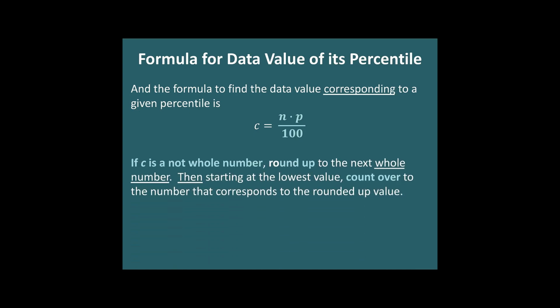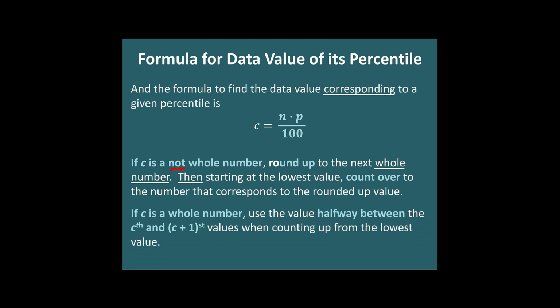It is important to note that if C is not a whole number, we must round up to the next whole number. Then, starting at the lowest value, count over to the number that corresponds to the rounded up value, which I will show in an example very soon. However, if C is a whole number, we will use the value halfway between the cth and the c plus first values when counting up from the lowest value. Again, I will show shortly in an example.